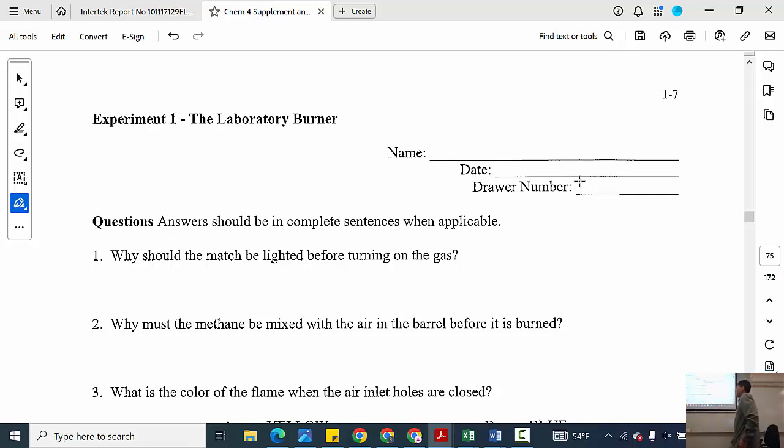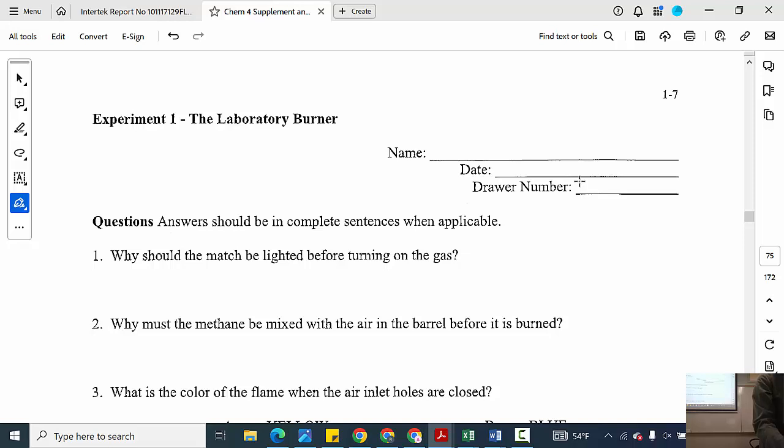So, why should the match be lighted before turning on the gas? The reason is to minimize the amount of methane that escapes into the room. If we light the match first, then we can make sure we combust all the methane and none of it escapes. This is the normal way we light it. Sometimes it's hard to do depending on how it was set before. I've done this many times where I turned on the gas and then had trouble striking the match, but the gas is leaking out into the room, and then pretty soon you smell the methane in the room.